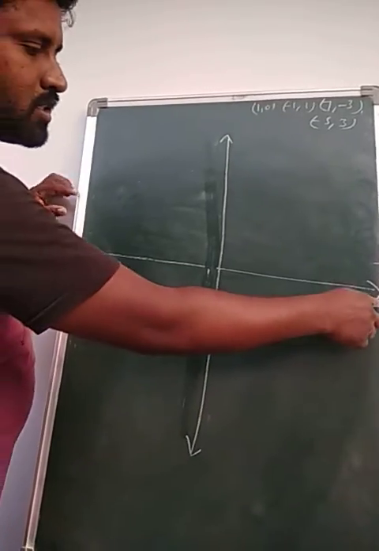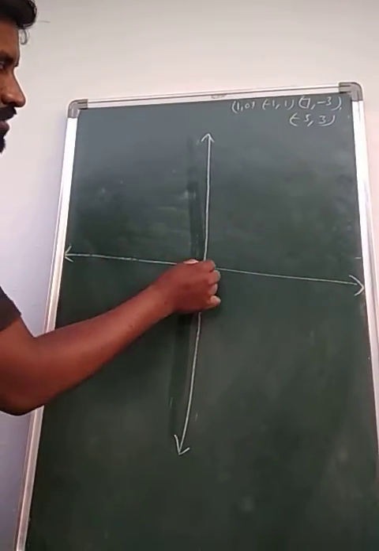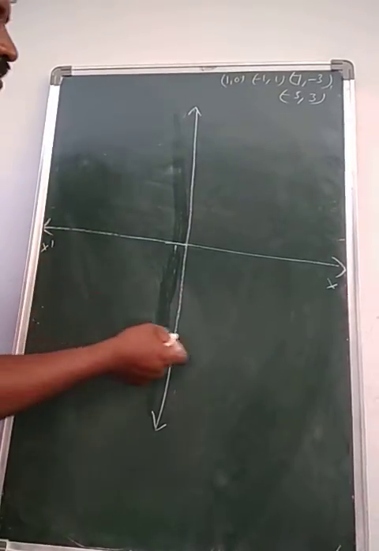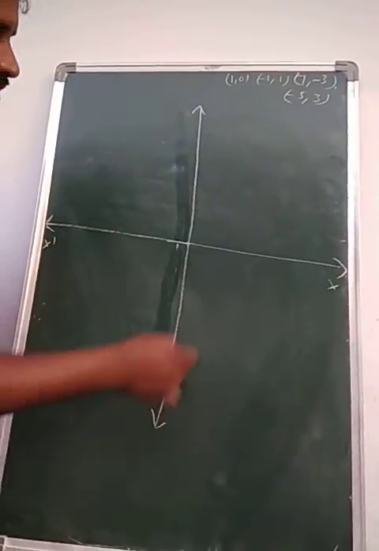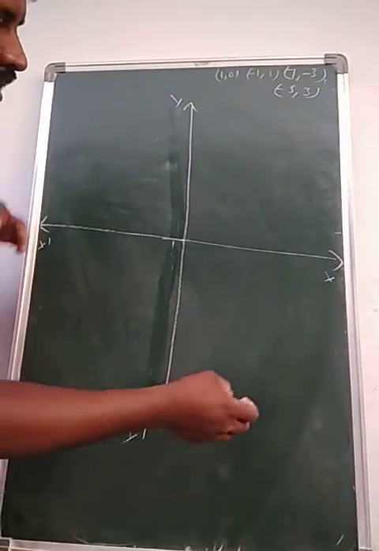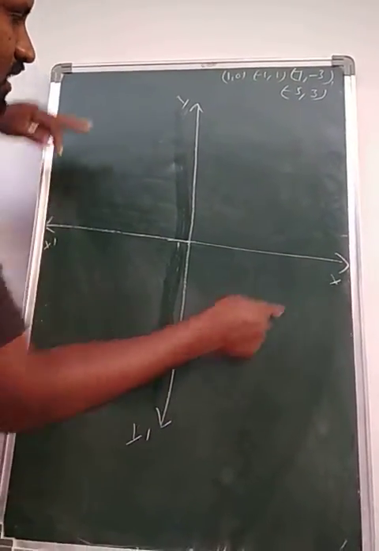We know this is what, Nana? This is the horizontal axis. This is the x-axis, we call it. This is the vertical axis. This is what? Y-axis. The common intersecting point of the x-axis and y-axis, what?